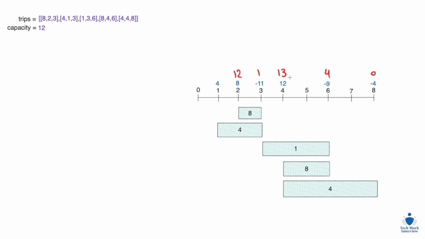And then as you can see in one scenario, the overall change in our occupancy becomes 13, which exceeds the capacity that we were allowed to have. So we conclude that we're not able to complete these trips considering our overall capacity. Now, let's go to the next section and talk about how to write the code for this algorithm.